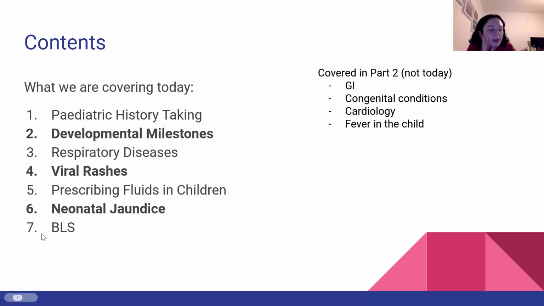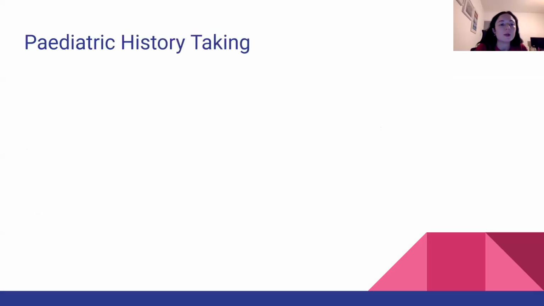So we're going to cover history taking, developmental milestones, some of the key RESP things, viral rashes, fluids, jaundice, and BLS. You can see the things we're not covering, but a lot will be covered in part two. And actually, this is quite a good overall look at some of the key topics. So I think it's quite a good way to start. And so we'll start with history taking.